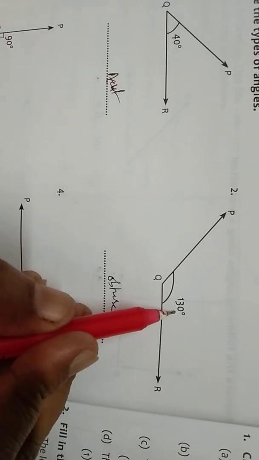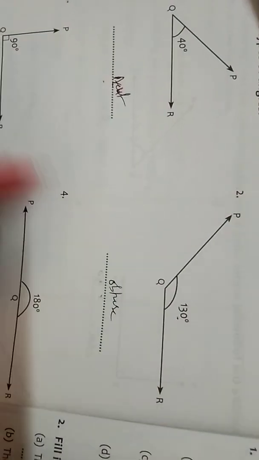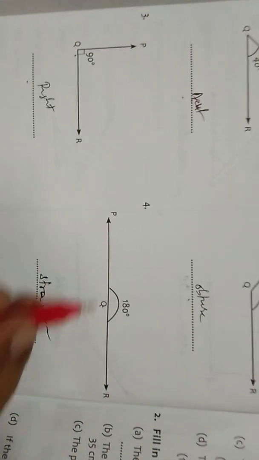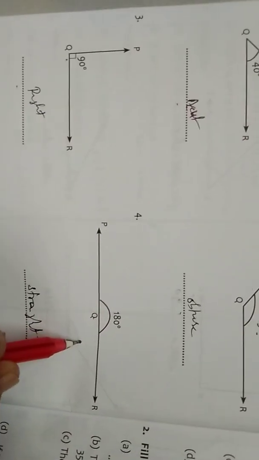Next one, 130 is given, so it is an obtuse angle. Then this is 90, so this angle is a right angle. The measurement of the fourth one is 190, that means straight angle. You have to write only the name of this chapter.